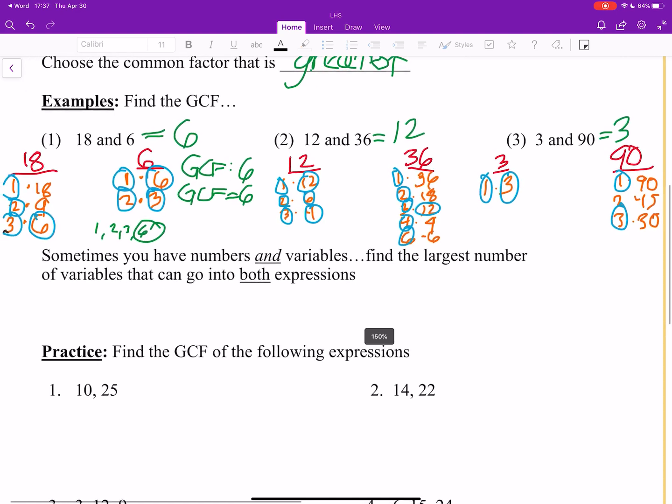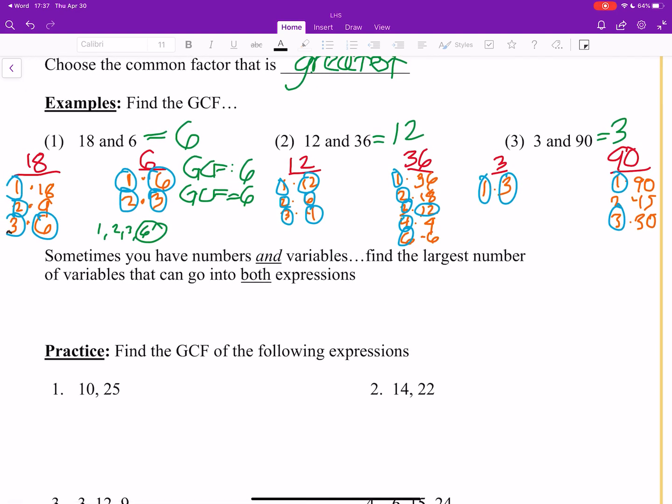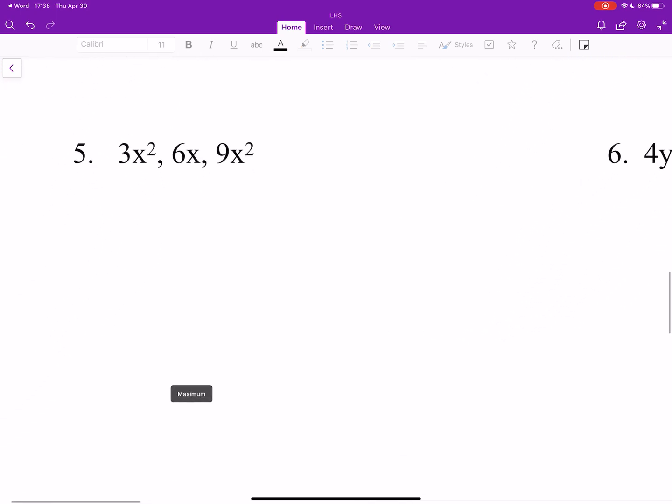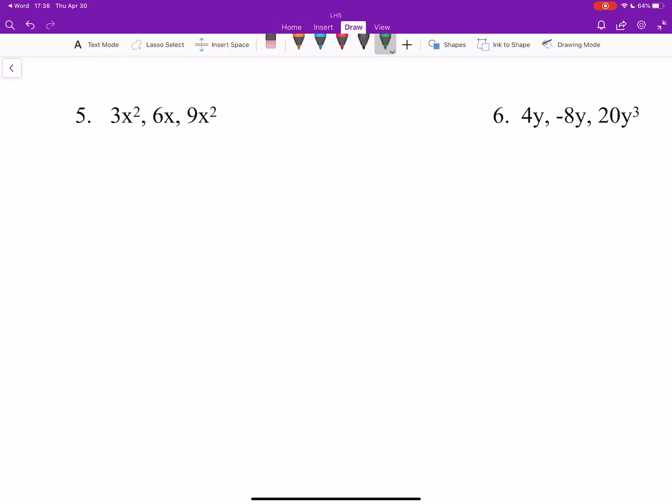I just want to talk briefly about variables and cover one example regarding variables, because that's when it gets a little more complicated. So I make a note here at the bottom of the first page that sometimes you have numbers and variables. In that case, you need to find the largest number of variables that can go into both. I said both expressions or both pieces. Or if you're looking at 3 different expressions, that can go into all 3 pieces. So I'm actually going to skip ahead to number 5 here, where we do have some variables going on.